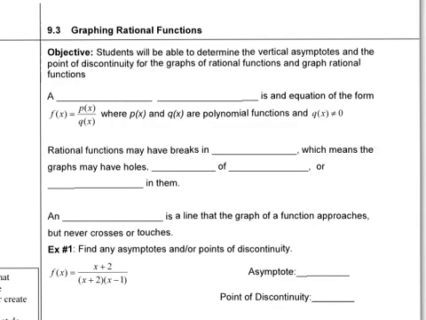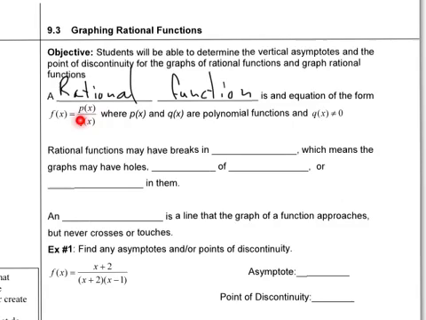Okay, 9.3, graphing rational functions. Students will determine the vertical asymptotes and the point of discontinuity for the graphs of rational functions and graph rational functions. So a rational function is an equation of the form f of x equals p of x over q of x, where p of x and q of x are polynomial functions, and q of x cannot equal 0, so the denominator can't equal 0.